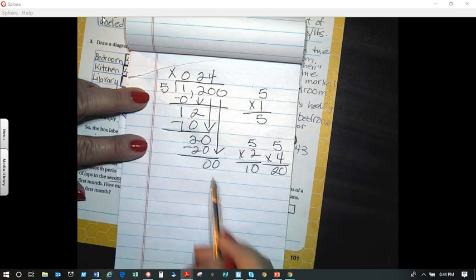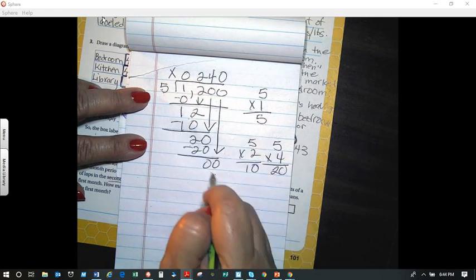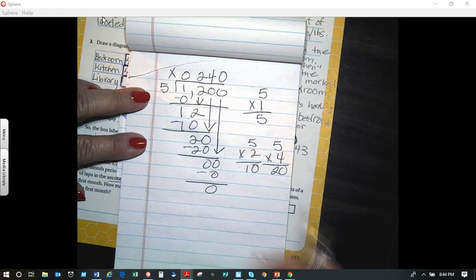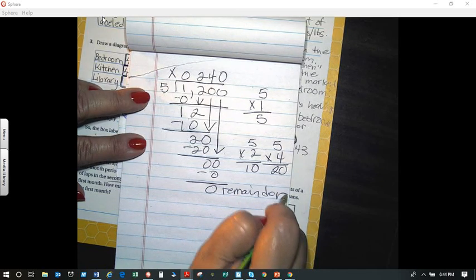Can 5 go into 0? Nope. So we are done. 0 times 5 equals 0. Subtract out, and I have a remainder of 0. There is no remainder. It is divided into equal groups.